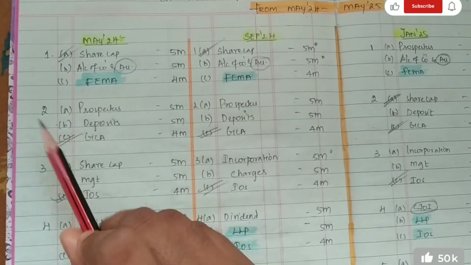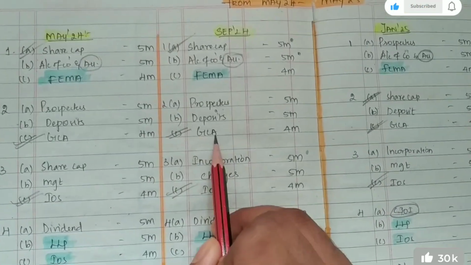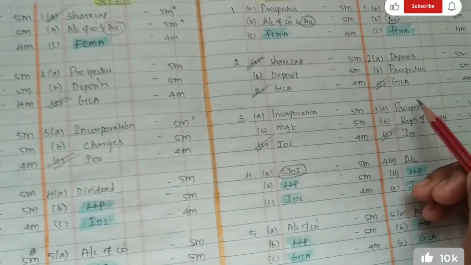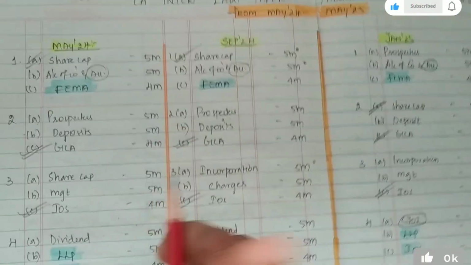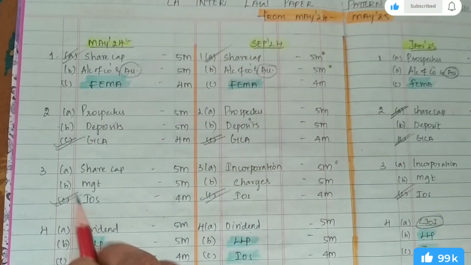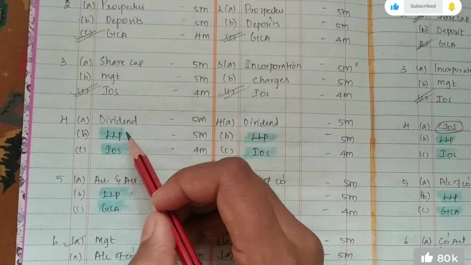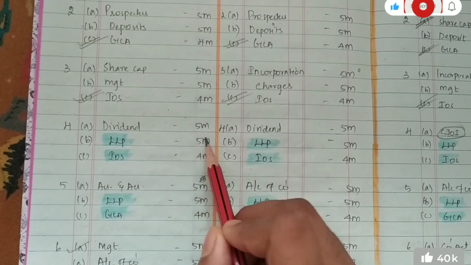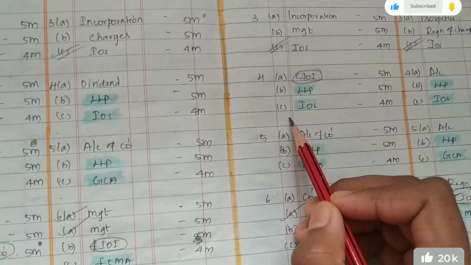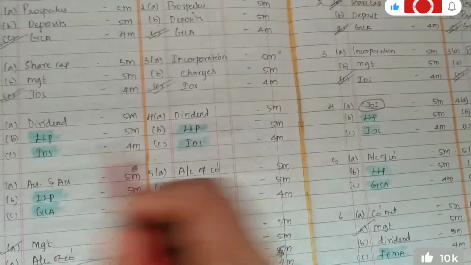And if you see in the second question, there is GCA and here also GCA. So the GCA question is also a repeated question. We can expect GCA in our 2C of the question paper. 3 is the same: 3C, IOS and IOS. Fourth question, if you see, there is an LLP question. So LLP for 5 marks, repeated in every attempt.